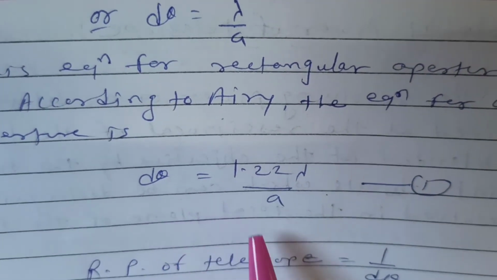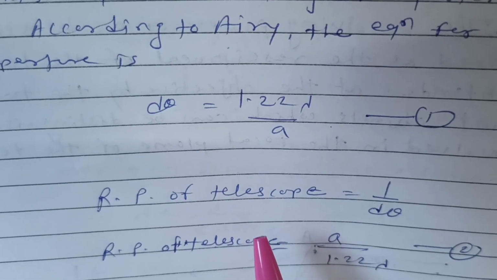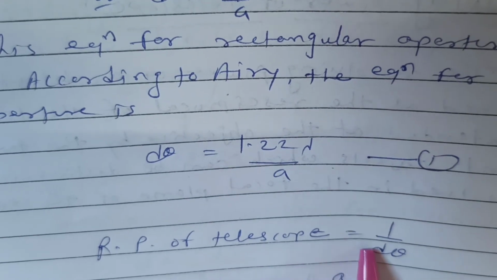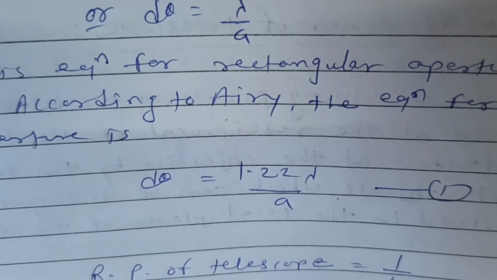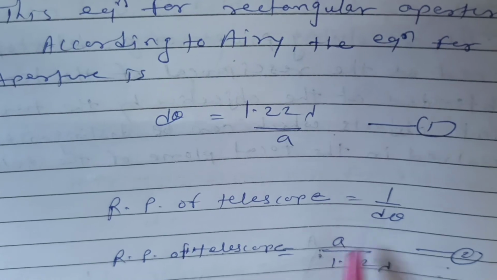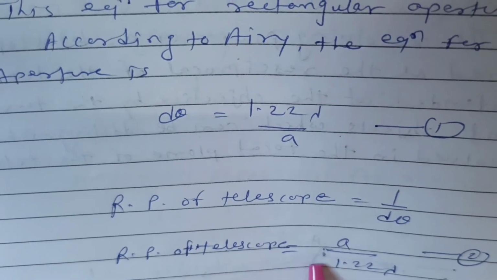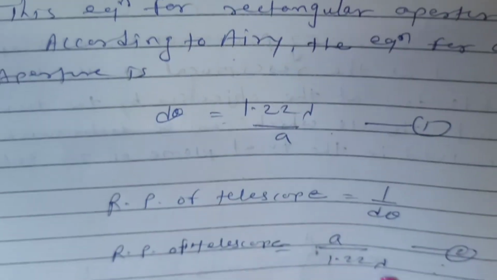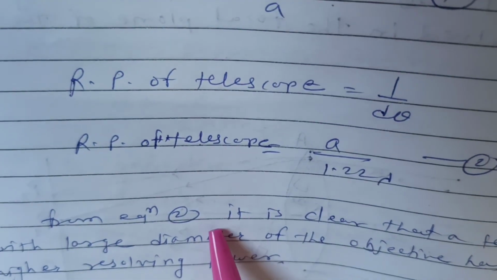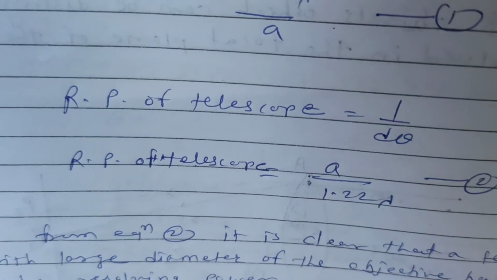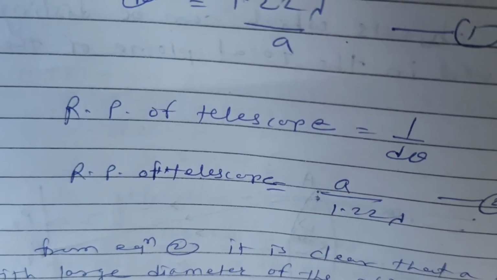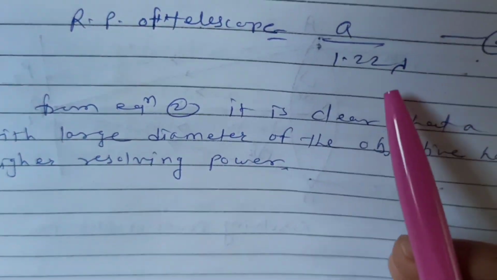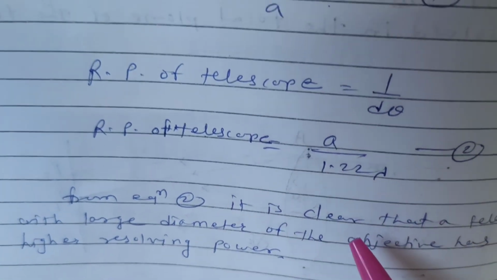The reciprocal of this limit of resolution of the telescope is the resolving power of the telescope. So resolving power, RP, is equal to 1 upon d theta. Putting in the value of d theta, we get resolving power of telescope equal to a upon 1.22 lambda. From this equation, it is clear that a telescope with a large diameter of objective has higher resolving power. So this is the resolving power of a telescope.